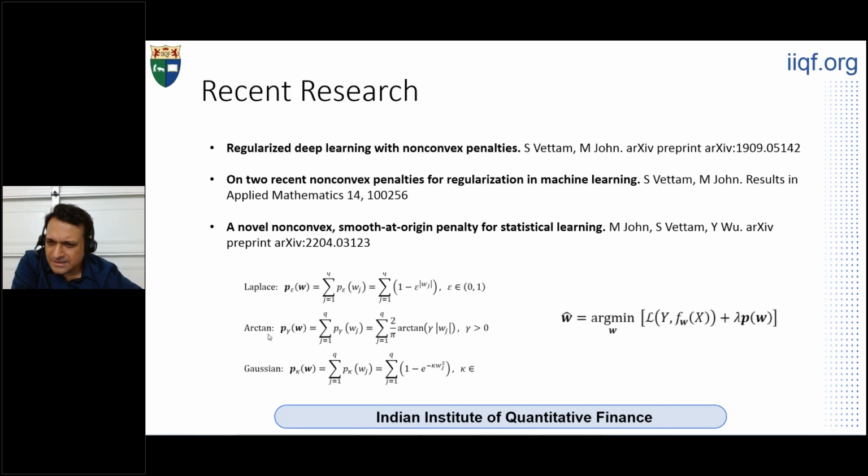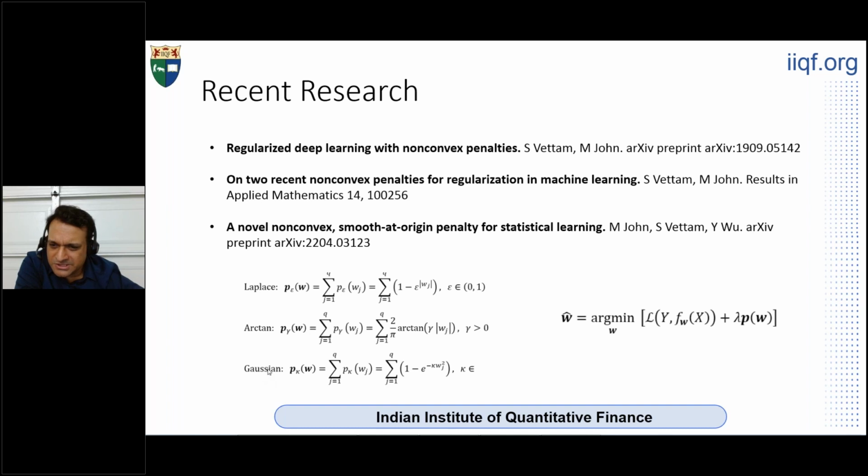The second regularization method that we propose is the arctan. Instead of this 1 minus epsilon raised to w, it is an arctan of gamma times wj. And there's a gamma, the subscript gamma, and epsilon, they are tuning parameters. They are additional parameters that we need to estimate in addition to the weights.